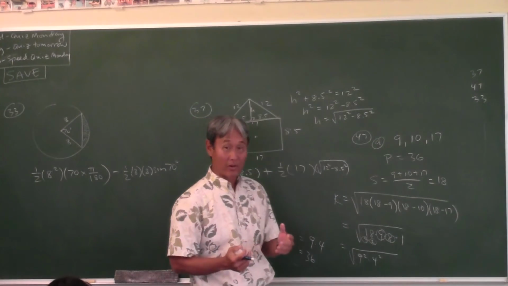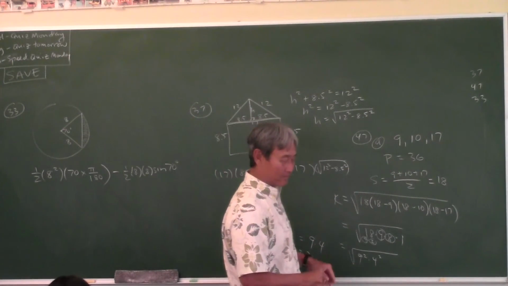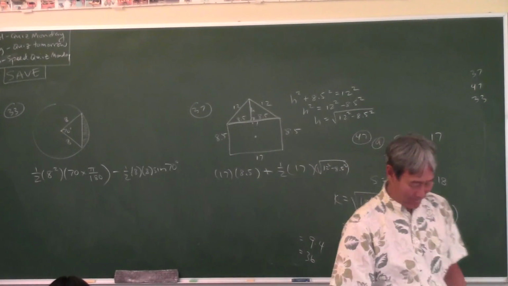Anyway, now you know what a perfect triangle is. The perimeter is the same as the area. It's neat. I thought that was neat, but apparently I was the only one.